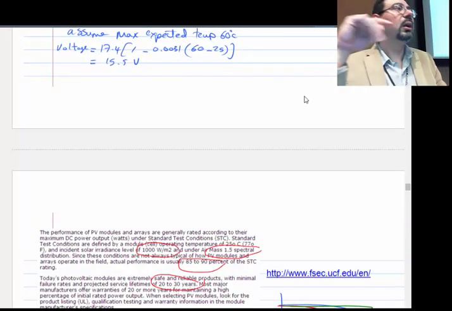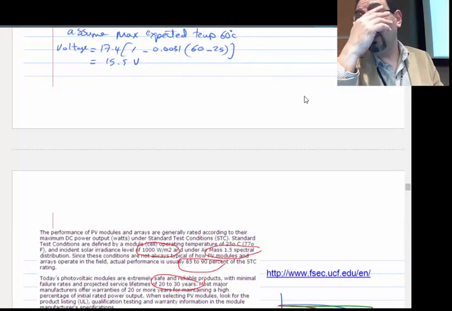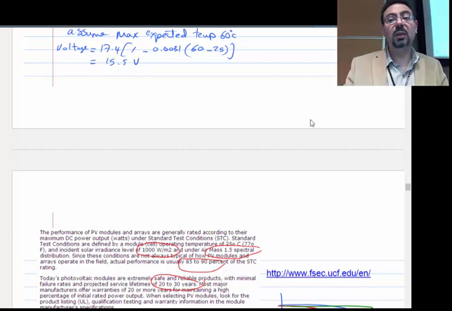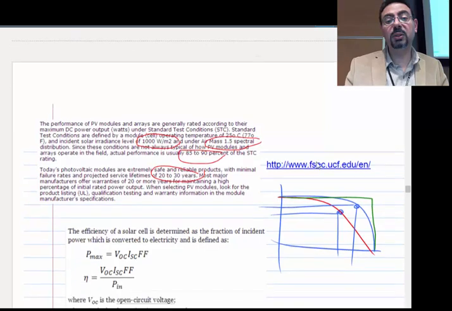And that's why with PV panels, when they install them in the house, they give you a control panel that tells you the temperature, so that you can see how hot they are, and monitor the temperature and the power output as a function of that temperature.